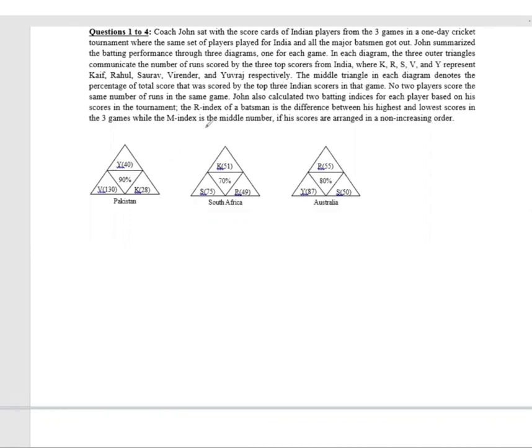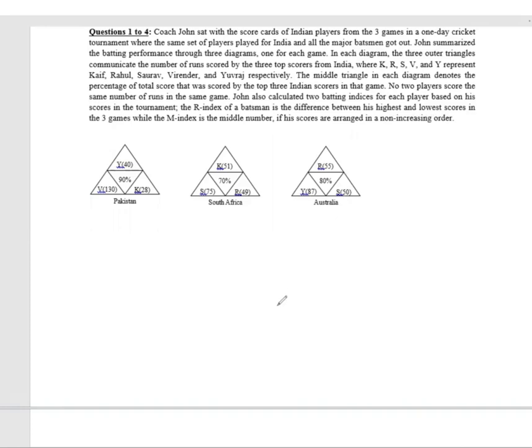Every match circle is giving runs for the top 3 scorers. And the middle triangle is giving what percentage of the runs is scored by the top 3 scorers. Also, we need to calculate 2 indices: R index, which is the highest score of a batsman versus his lowest score, and M index, the middle number when arranged in non-increasing order. When this problem came in CAT, the term non-increasing created lots of argument and confusion. But the only meaning we need to derive from here is decreasing. Otherwise, you won't be able to solve the problems related to M index.